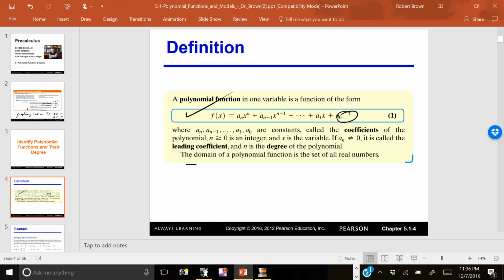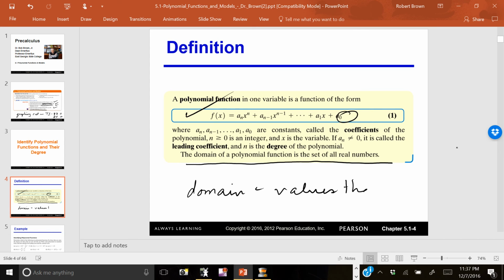You should know that the domain of a polynomial function is the set of all real numbers. Remember, the domain are the values that x can have. In this case, it's all real numbers between minus infinity and plus infinity.